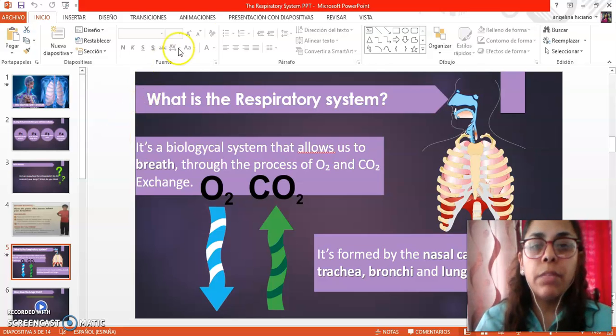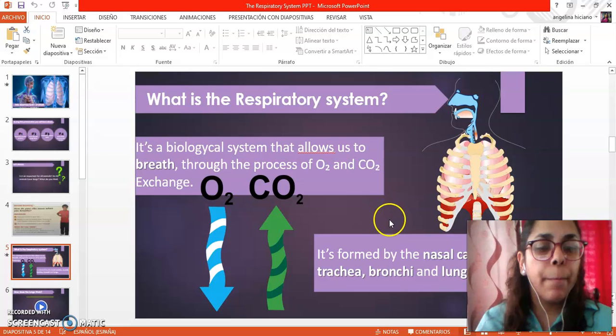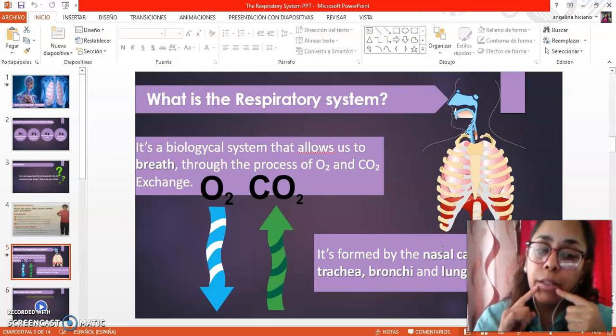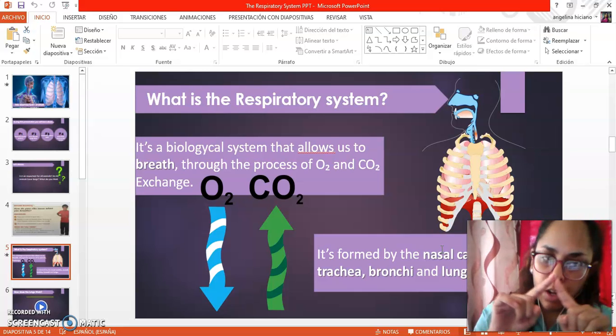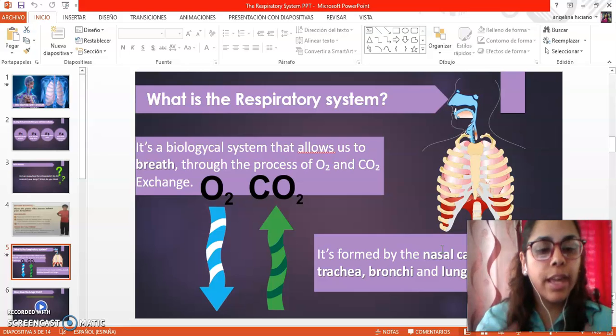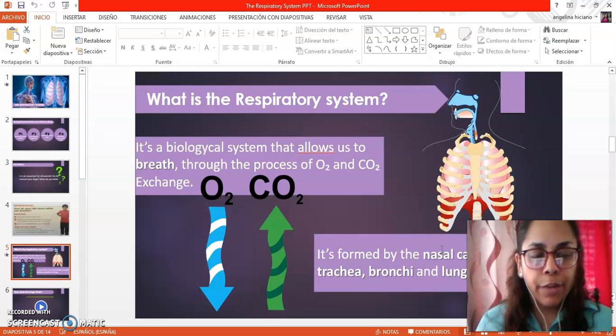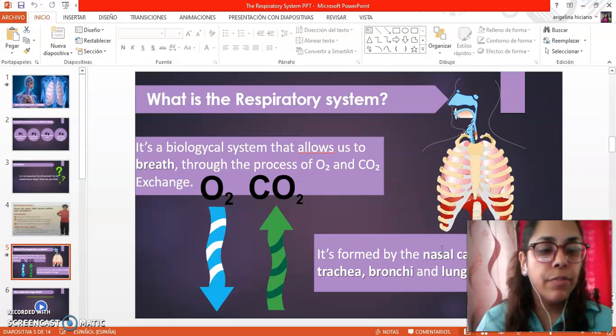Okay? The respiratory system is mainly formed by the nasal cavity, the mouth, which is also a part of the digestive system. You see, they're connected, and trachea, bronchi, and lungs. We also have another few parts, which are the diaphragm. We are going to be learning about that later, and the alveoli, which is really important because they have a really important function, and we're going to be talking about that later too.